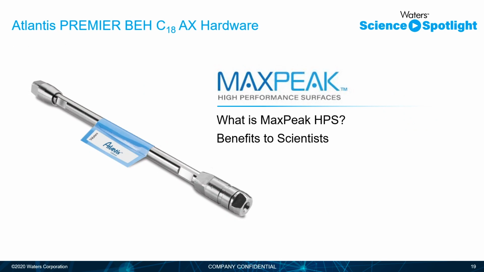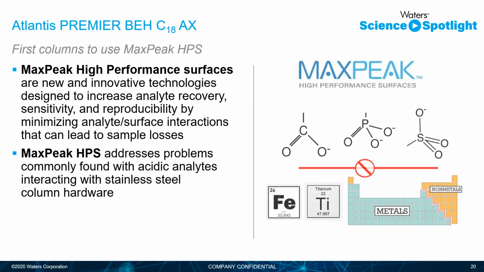So now I want to take a look at the Atlantis Premier BEH C18 hardware. It's got MaxPeak High Performance Surfaces. So what is MaxPeak and what are the benefits to scientists? Well, MaxPeak High Performance Surfaces are a new and innovative technology designed to increase analyte recovery, sensitivity, and reproducibility by minimizing analyte surface interactions that can lead to sample losses. MaxPeak High Performance Surfaces address problems commonly found with acidic analytes interacting with stainless steel column hardware. And this is the first column to use this MaxPeak High Performance Surface technology.